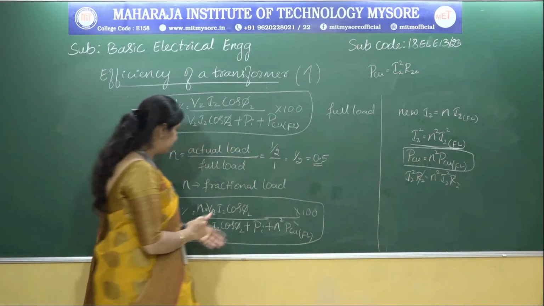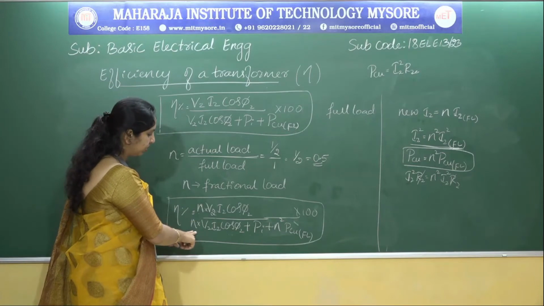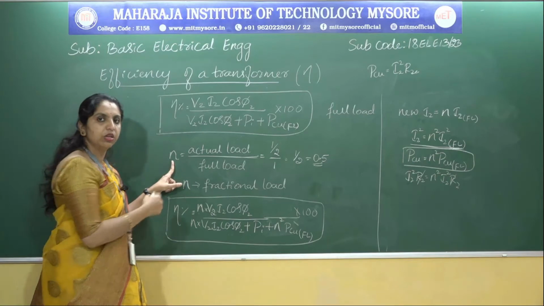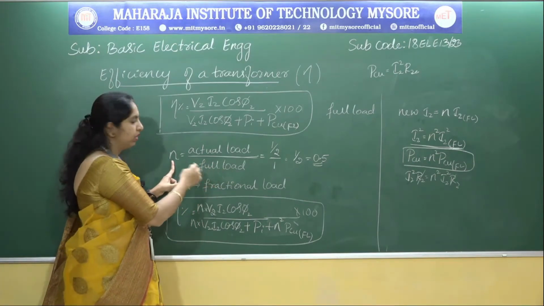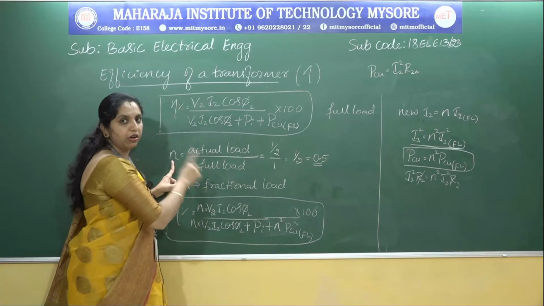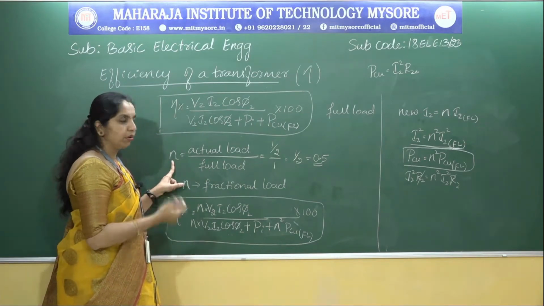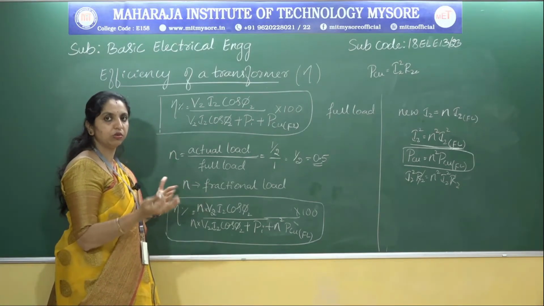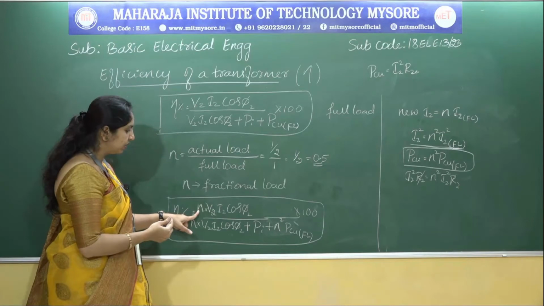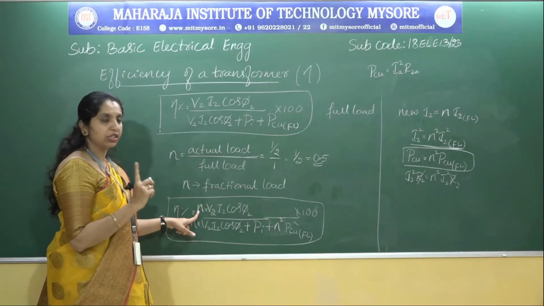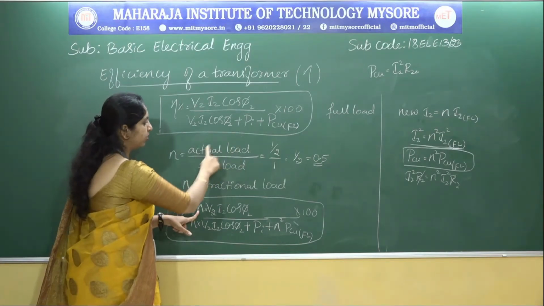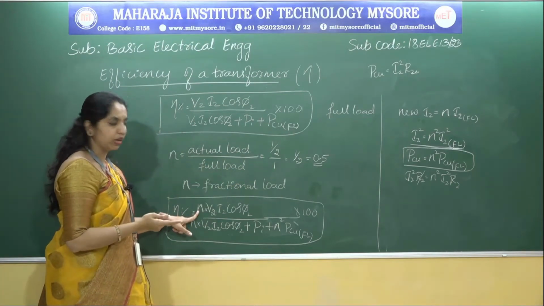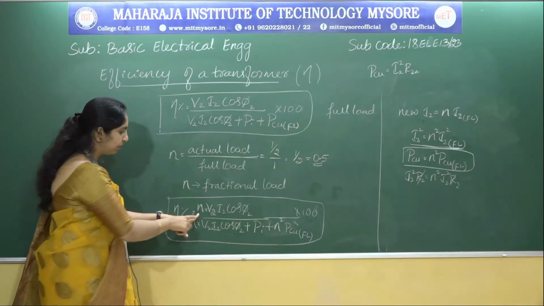So let us come to this equation, which we have expressed in terms of the fractional load. What is a fractional load? When n is equal to 0.5, we call it half load. Similarly, we can have 0.25, and similarly we can also have 0.7. Any fraction between 0 and 1 is possible. Now if I consider n equal to 1, that is the full load. If we substitute n equal to 1 here, what happens?